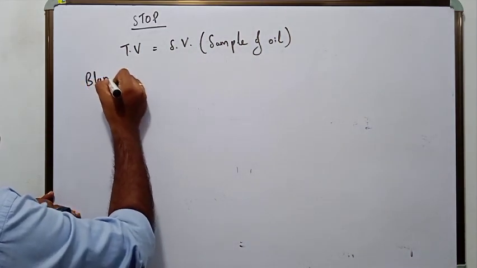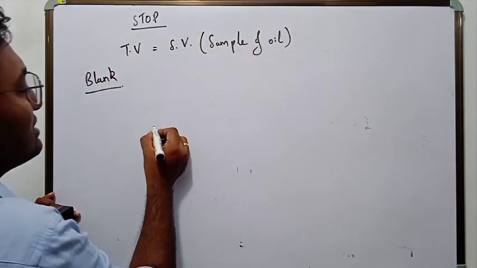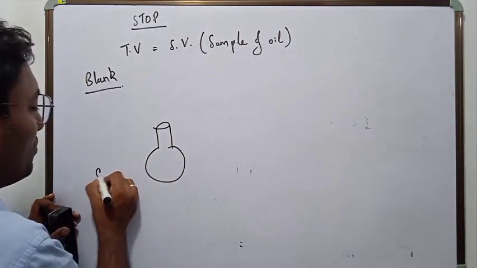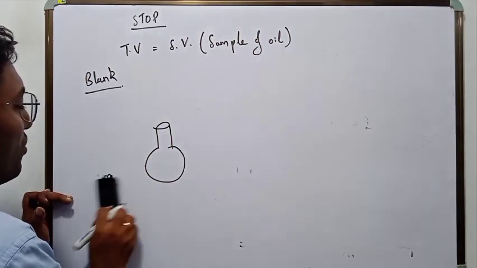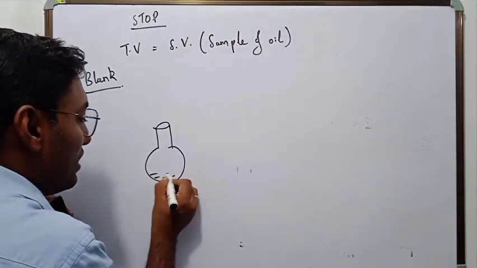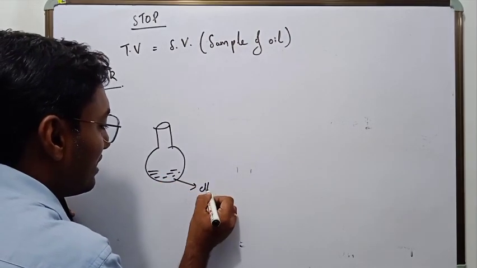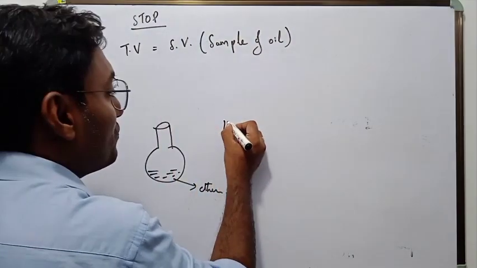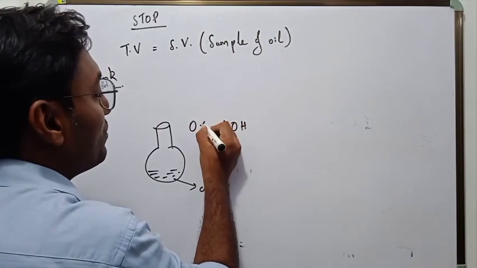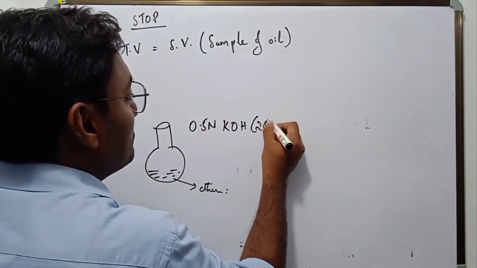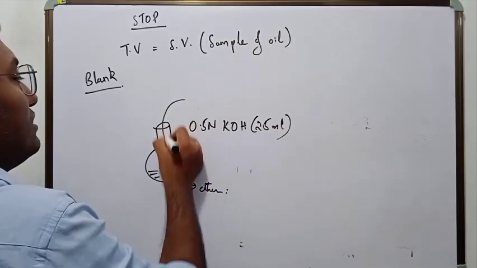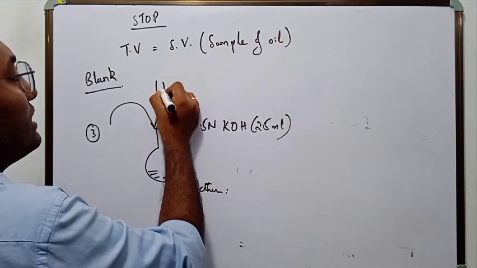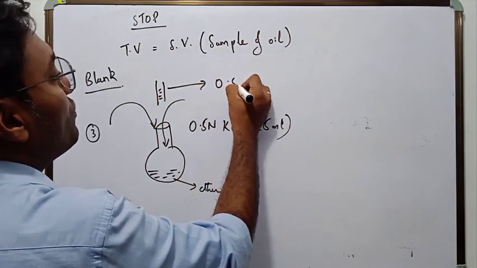Now in the next step, you conduct a blank titration. You do the same thing, but this time don't add the sample. No oil is there. That means you add the solvent, the ether and ethanol mixture, and an excess amount of 0.5 normal KOH, that is 25 ml. Then in the third step you add phenolphthalein, and then you go for titration against 0.5 normal HCl.